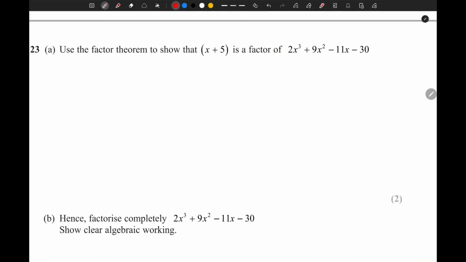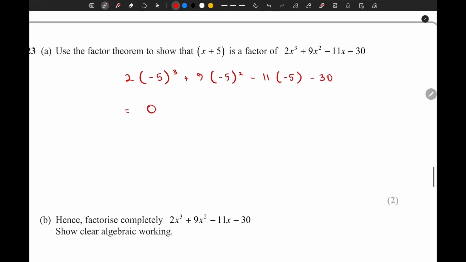Now moving on to the next question, we need to use the factor theorem to show that x plus 5 is a factor of this expression. So basically we need to substitute the value of x as negative 5 into this expression. So 2 times minus 5 cubed plus 9 times minus 5 squared minus 11 times minus 5 minus 30. And the value of this is equal to 0. So this is your answer. If the value is equal to 0, which means that x plus 5 is a factor of the expression.